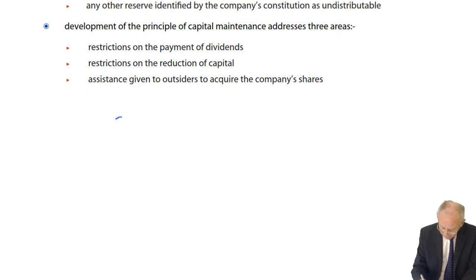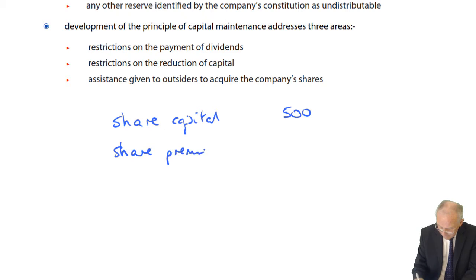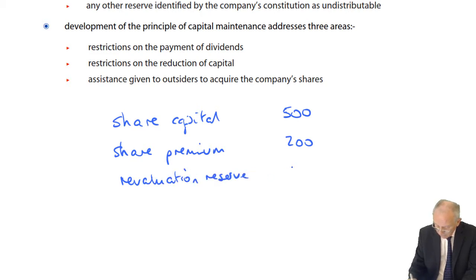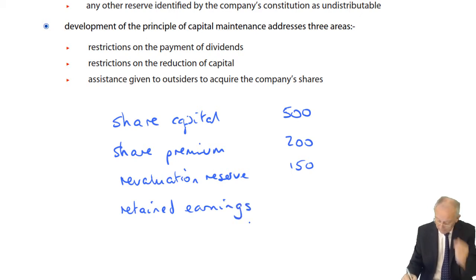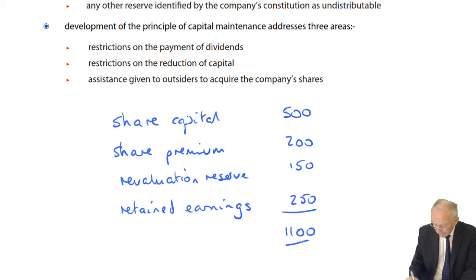Imagine we have a company with share capital, and I'll keep the figures very simple, 500, and we have share premium, we'll say 200, and a revaluation reserve of 150, and then we have retained earnings. What have we got so far? 850. Let's say 250 retained earnings. So that gives us 1100, and that's net assets, isn't it?